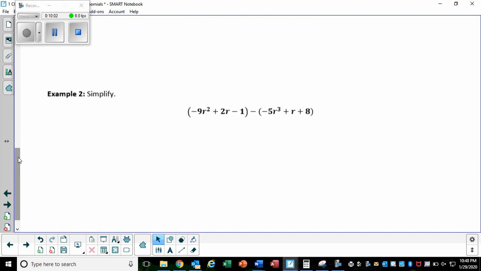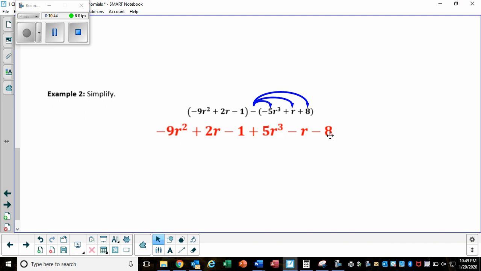Okay, now example 2, very similar, except it's subtraction. Now, with subtraction, we have one extra step. We are still combining like terms. However, because we're subtracting a polynomial, we need to distribute this negative sign. Okay? So we are going to have negative 9r squared plus 2r minus 1. And then this minus sign, we're going to distribute to every single term behind it. Okay? So now I have negative r squared plus 2r minus 1 plus 5r cubed minus r minus 8.